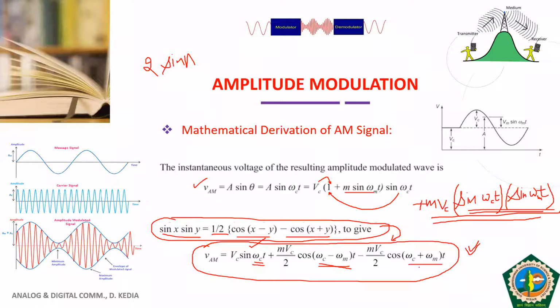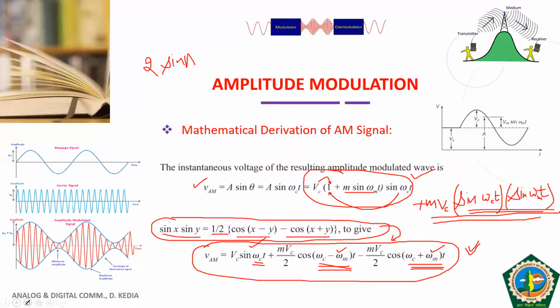And the third term is omega c plus omega m, which means something is added into the carrier. What are we adding and subtracting? We are subtracting the modulating signal frequency, and we are also adding the same modulating signal frequency. So one is the carrier frequency, another is omega c minus omega m, and the third one is omega c plus omega m. Both these expressions are very important with regard to amplitude modulation.